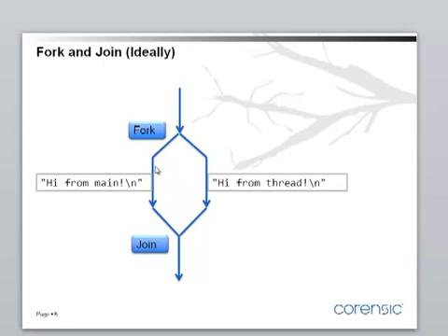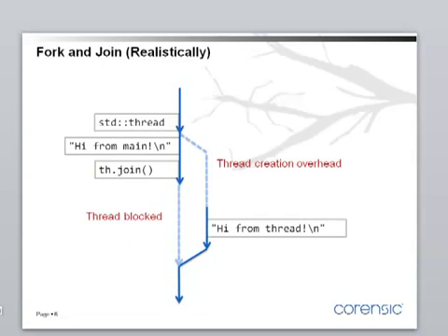One is the continuation of main, in which we print hi from main and then call join. And the other branch is the worker thread that prints hi from thread and finishes, and then they both join and continue as a single thread. So this is an idealistic picture. In reality, things are not that symmetric. Here's a more realistic picture.